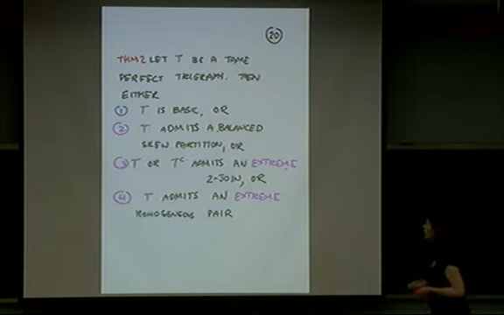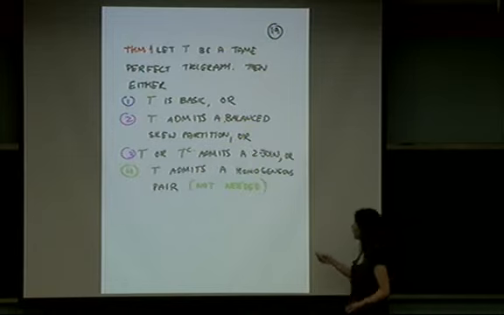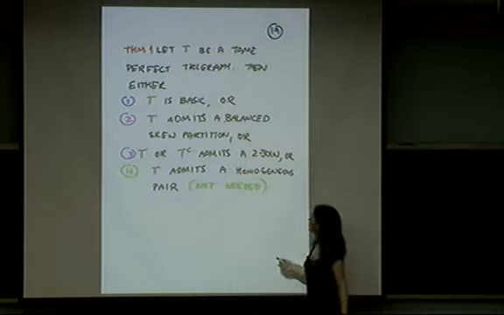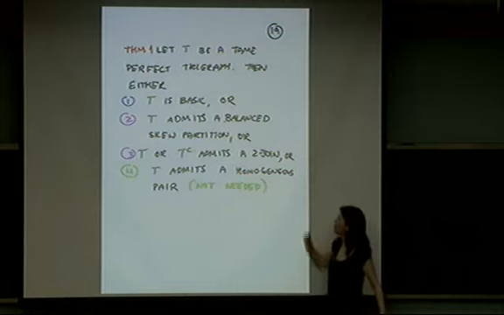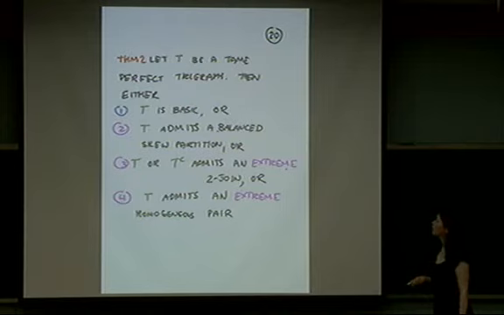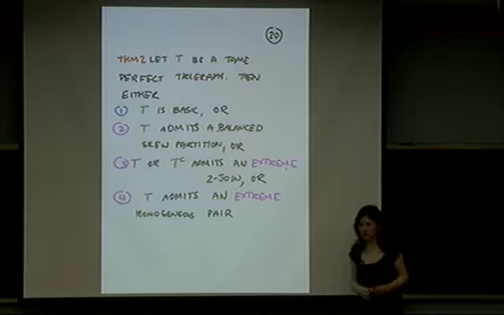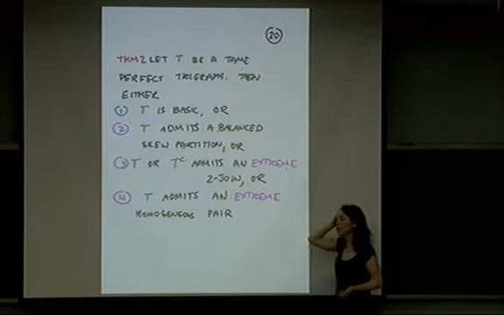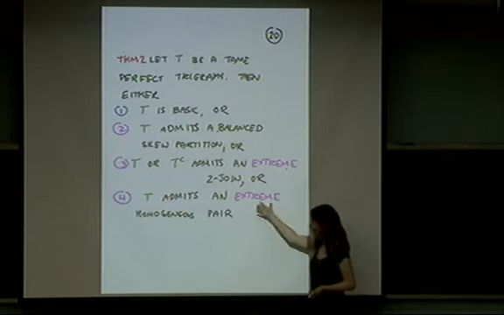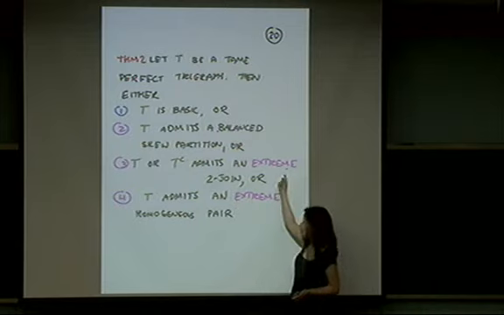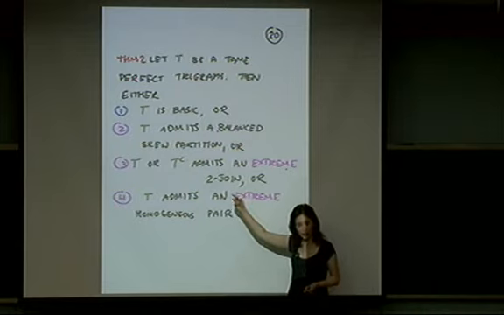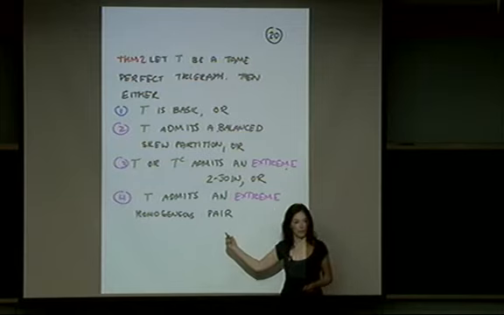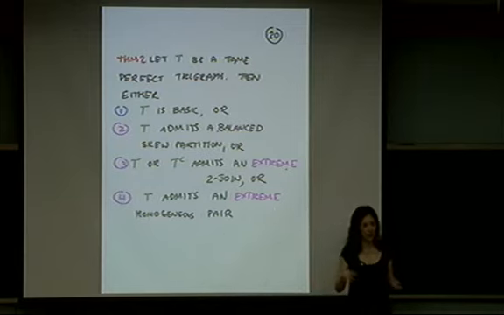Now let's strengthen it. So here we said this is not needed. All right. So this is not needed, and you may admit a balanced skew partition. So now let's strengthen it. Again, T is a tame perfect trigraph. Then actually you can do a little bit better. Maybe you're basic, maybe you admit a balanced skew partition. And otherwise, you admit an extreme two-join or an extreme two-join in the complement, or you admit an extreme homogeneous pair. And just to remind you, what extreme means is that one of the blocks is basic.